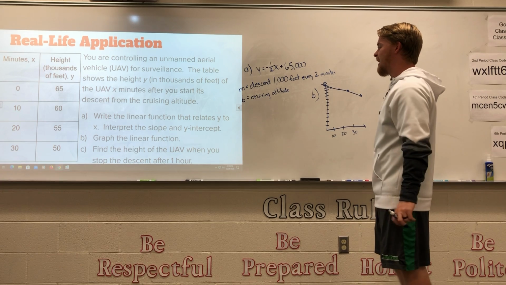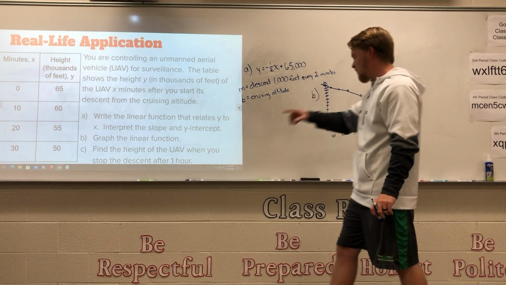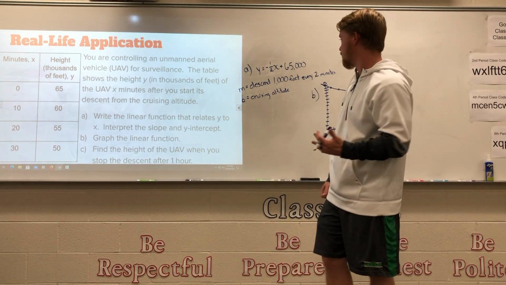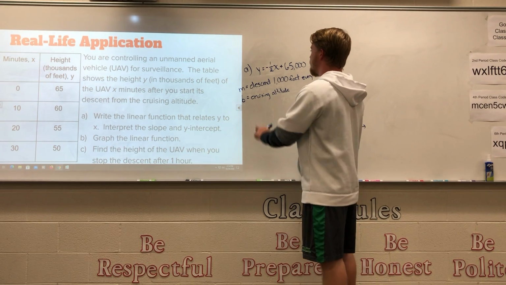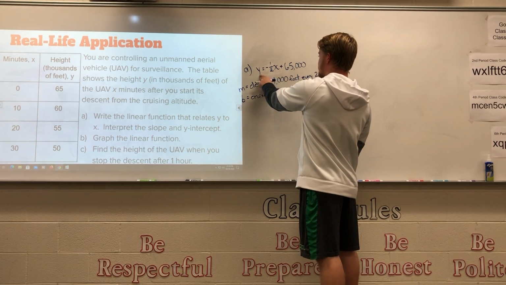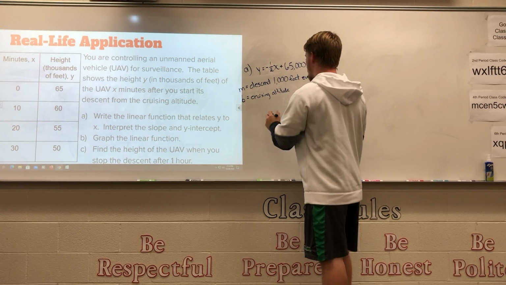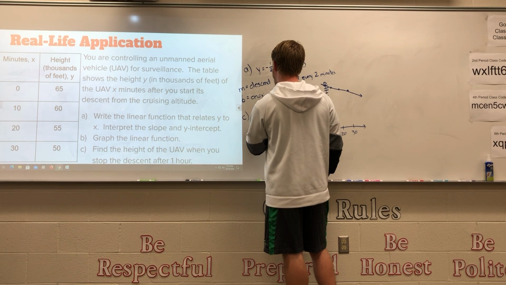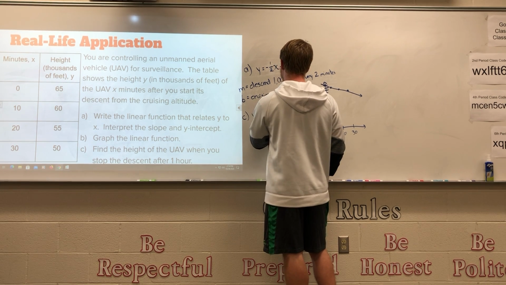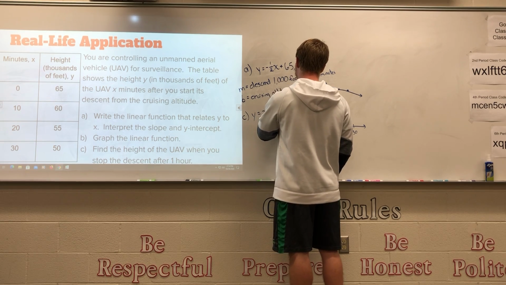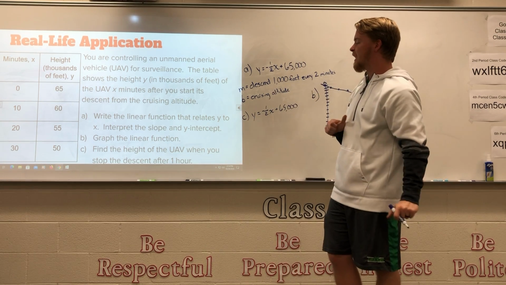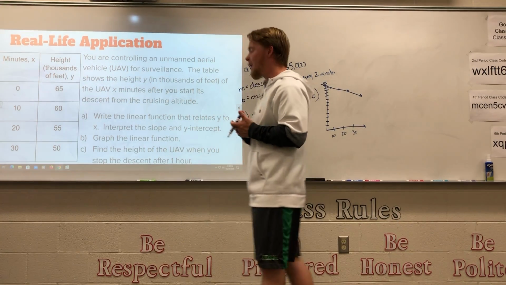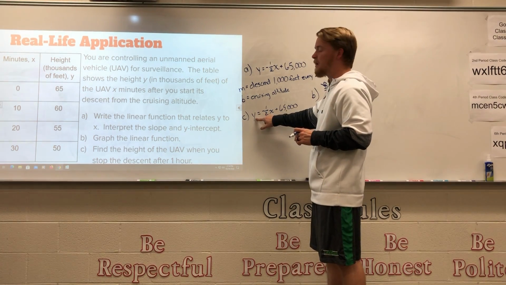All right, lastly, find the height of the UAV when you stop the descent after 1 hour. So think about this problem a little bit. I'm going to give you a hint. We're going to use our linear function that we already found. So part C, we're going to use that linear function of y equals negative 1/2 x plus 65,000. So they say find the height. Height in this problem is y. So we're solving for y.